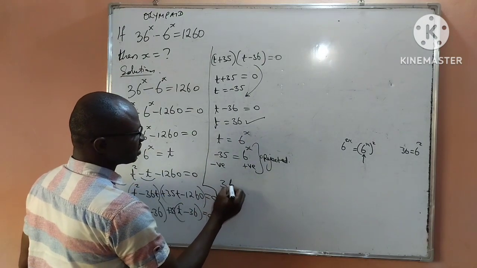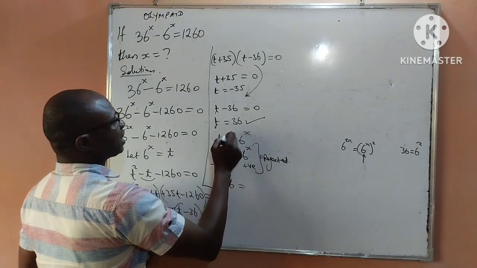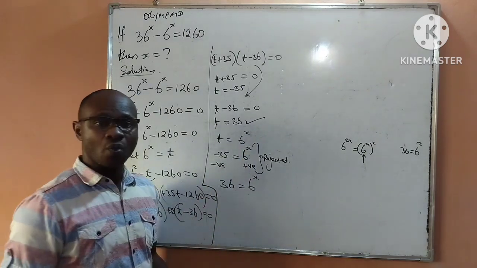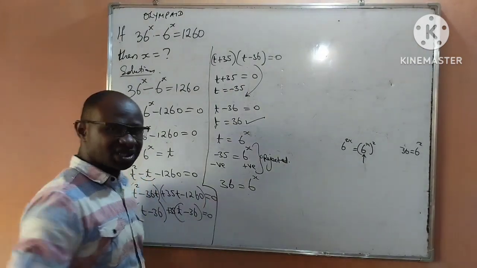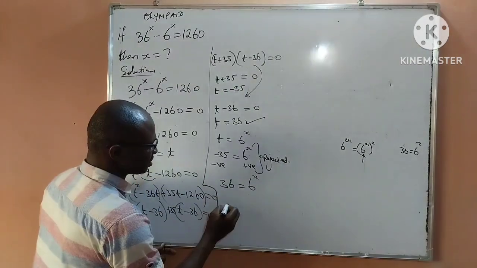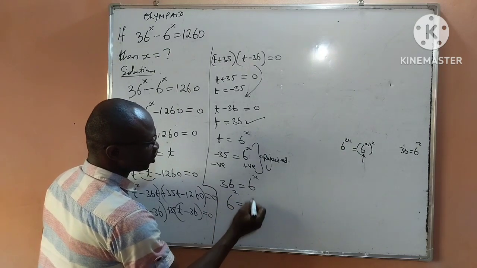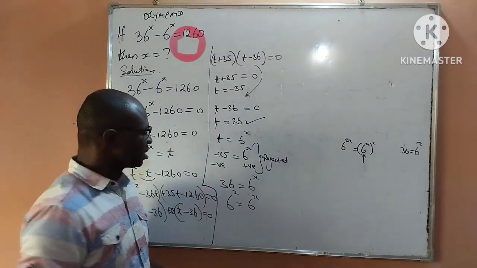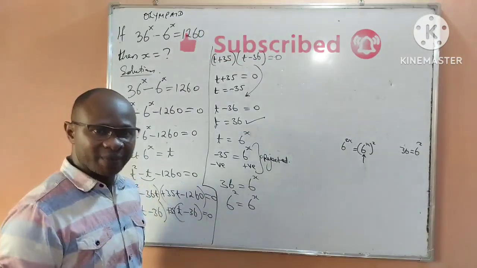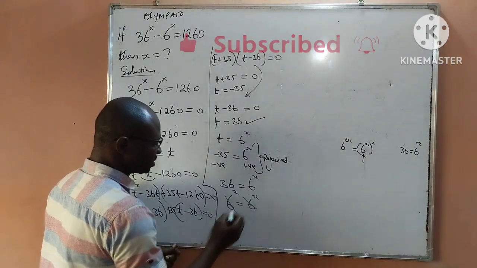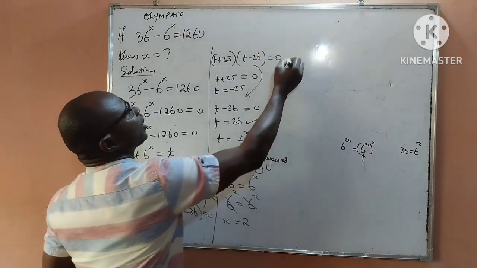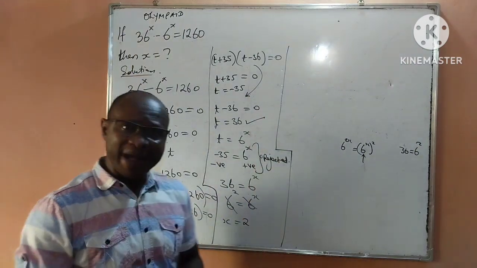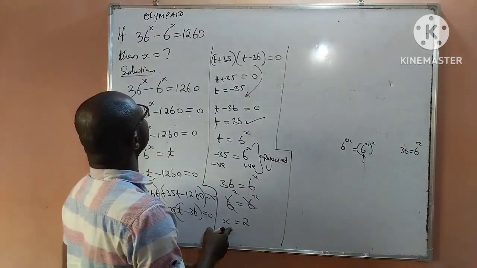So I write 36 is equal to, that is the value of t is equal to 6 raised to the power x. What next should we do? Do you know that this 36 is the same thing as 6 raised to the power 2? So I can write it. 6 raised to the power 2 is equal to 6 raised to the power x. According to indices, when the bases are the same, the powers automatically become equal. So if I cancel out the bases, x now will be equal to 2. In conclusion, the value of x, which the question has required us to find, is equal to 2.